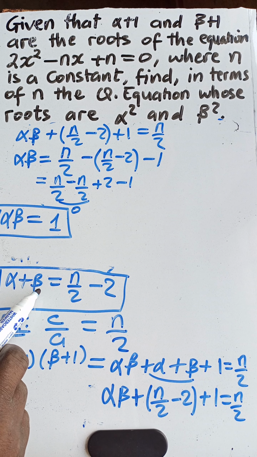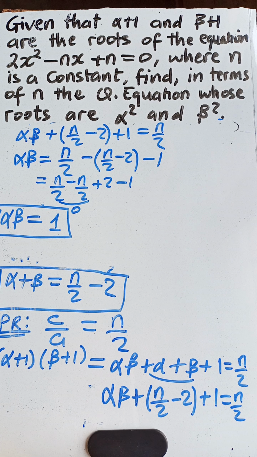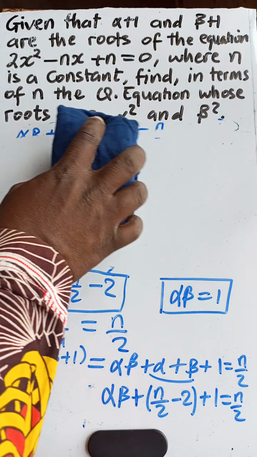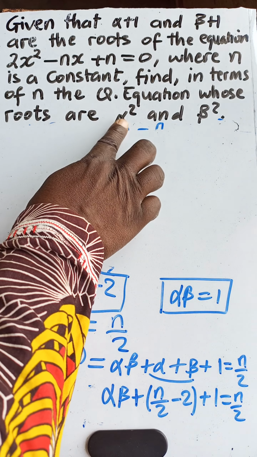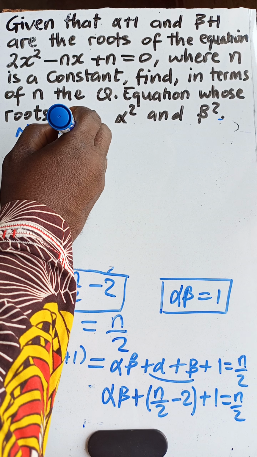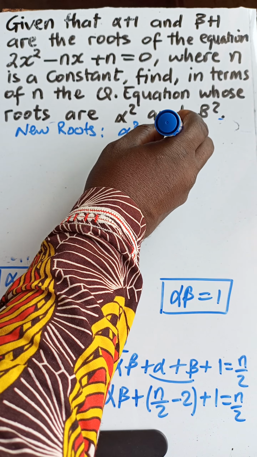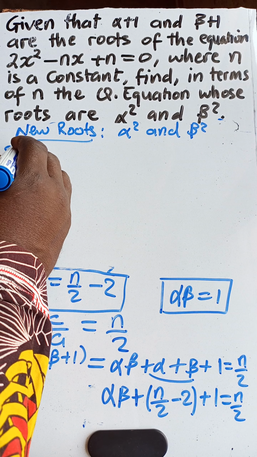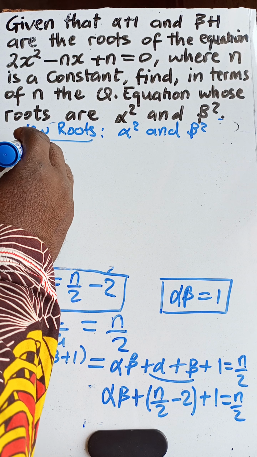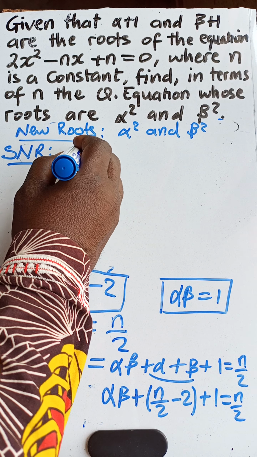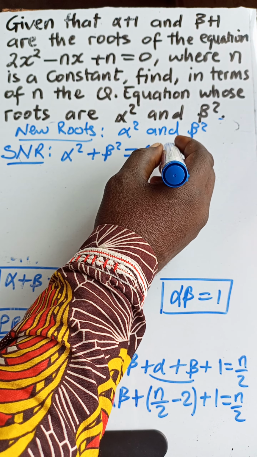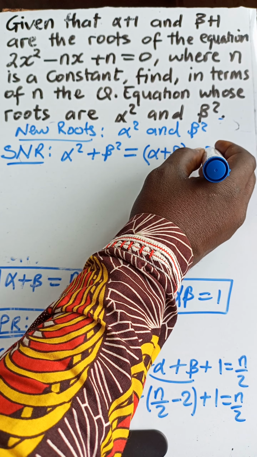Now we have an expression for alpha plus beta in terms of n, and we also have an expression for alpha beta. Maybe we should write those two down here. We have alpha beta is 1. Now, new roots: alpha squared and beta squared. We need an expression for the sum of new roots. That means we add up the two new roots. But alpha squared plus beta squared is the same as alpha plus beta, squared, minus 2 alpha beta.